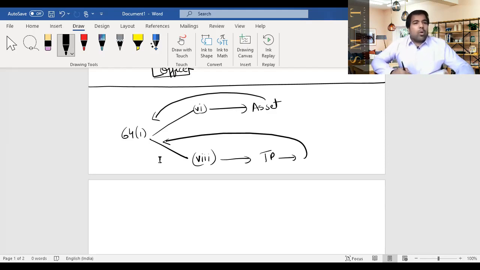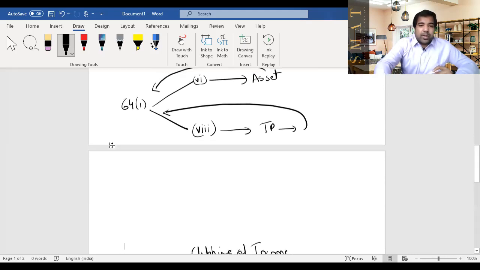But what if you transfer some asset to your parents? No problem. What if you transfer it to your major son or major daughter? No problem. Guys, those relationships have not been questioned. Only these two relationships have been questioned: spouse and son's wife.